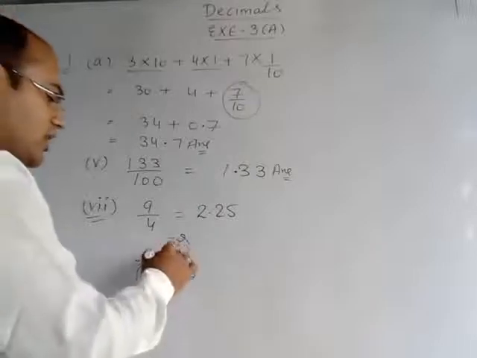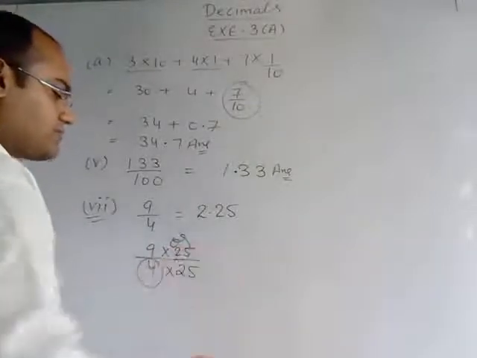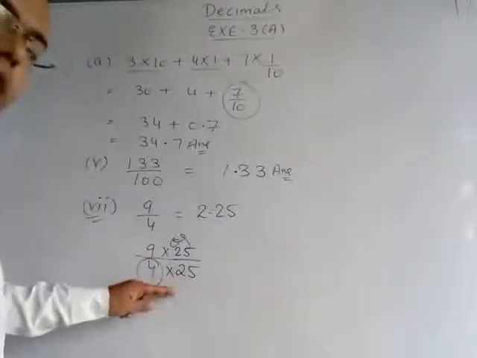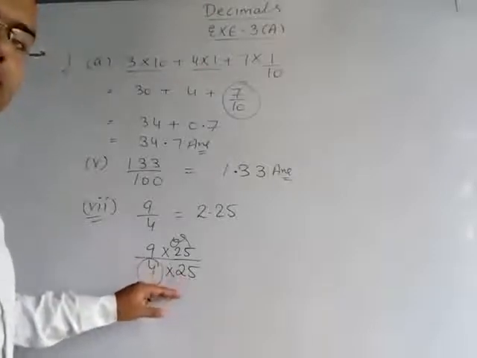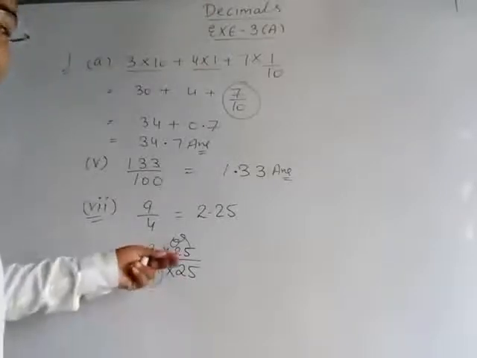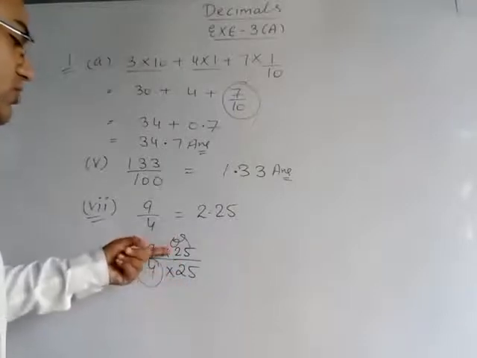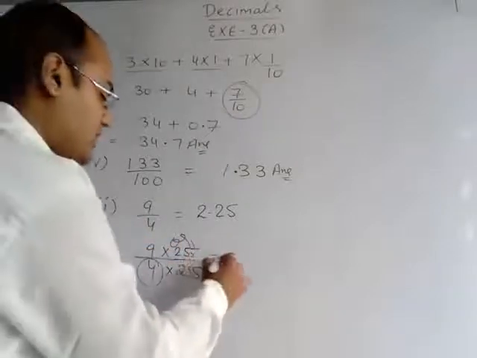So in the numerator also you have to multiply with 25. In order to make 100 in the denominator, we have to multiply this 4 with 25. So the same work we have to do in the numerator also. In the denominator we are multiplying with 25, so in the numerator also we will multiply with 25. Now in the denominator we will get how much?